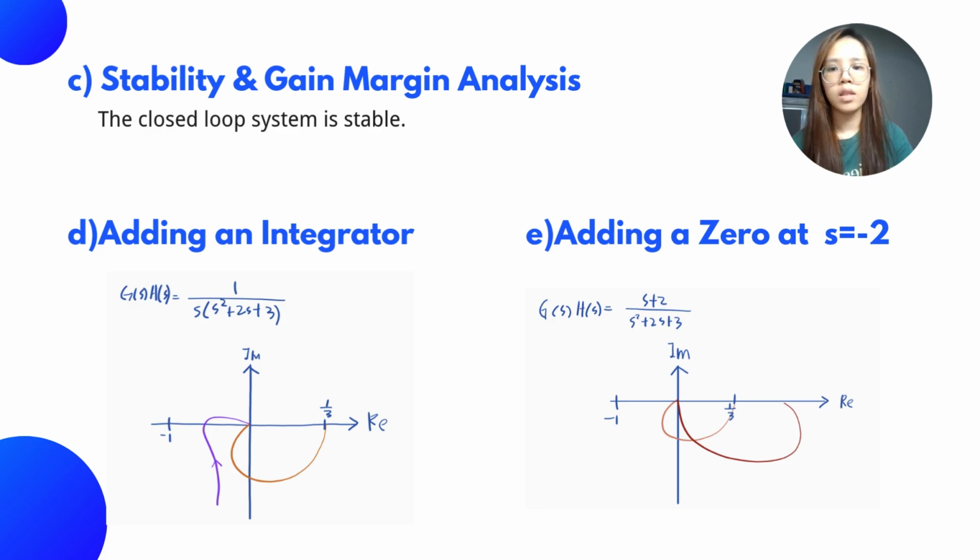For E, when a zero at s equal to -2 is added to the system, the system stability increases because a zero in the left half plane provides a phase lead. This pulls the Nyquist plot away from the critical point -1 and towards the right half of the complex plane. This results in an increased phase margin and improved transient response, making the system more stable.